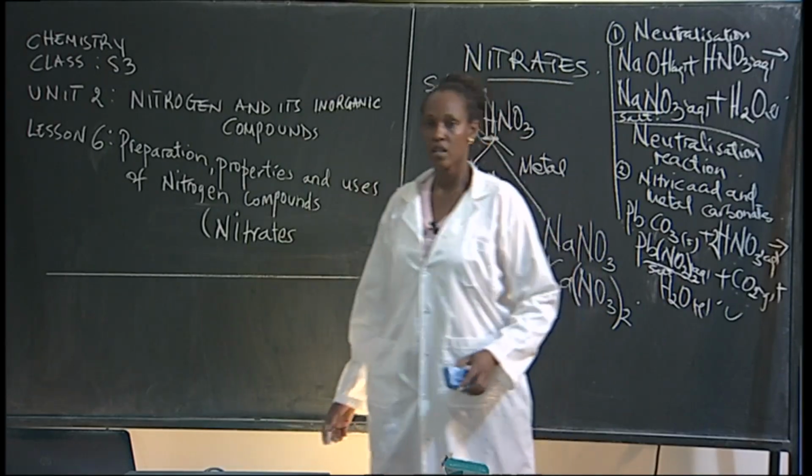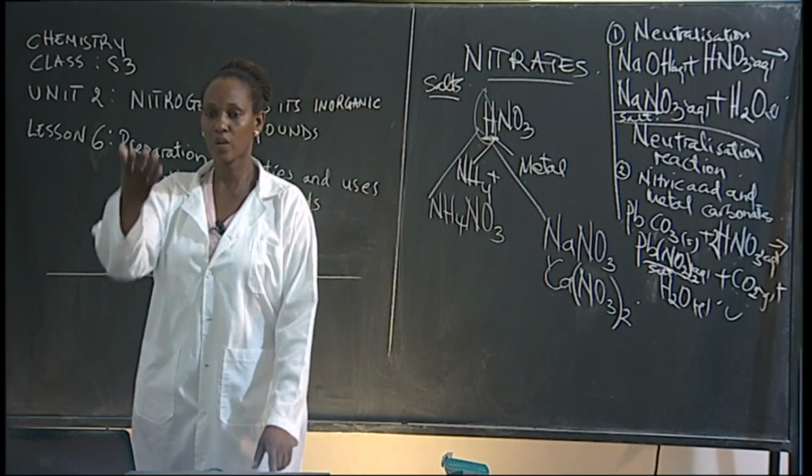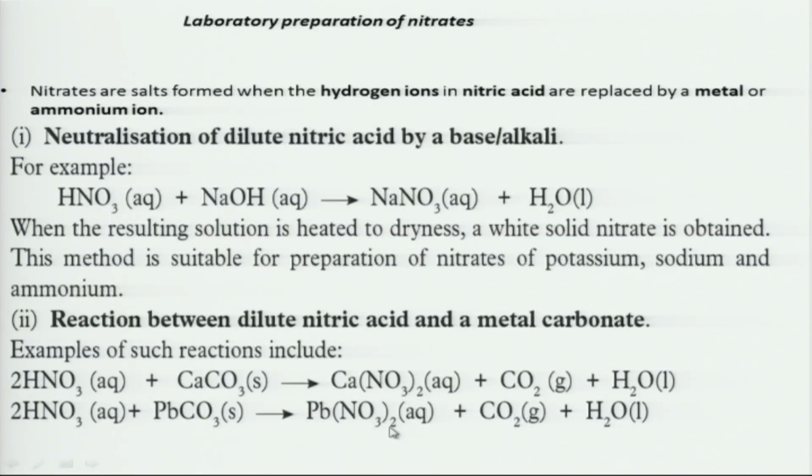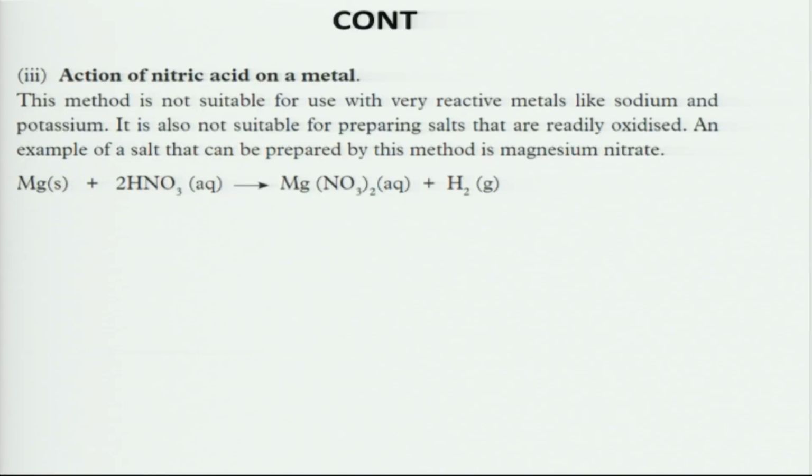So we can also get another example of any other metal carbonate. We have calcium carbonate plus nitric acid. You get calcium nitrate plus carbon dioxide plus water. That is also another metal carbonate. So you get any metal carbonate, react it with nitric acid, you will get nitrate. Good. So what is another way of preparing nitrate? Remember, we're trying to see how to prepare nitrate.